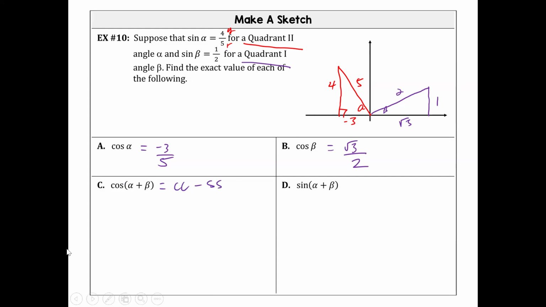Are you ready? Okay. If you finished C already, go ahead and try D.